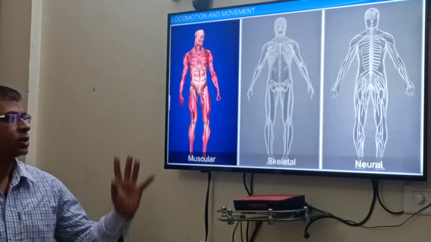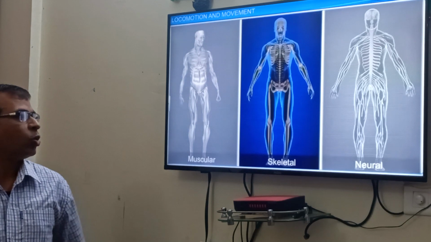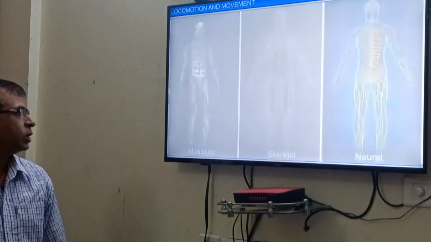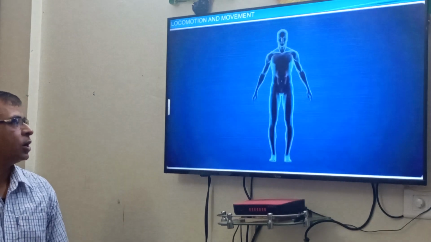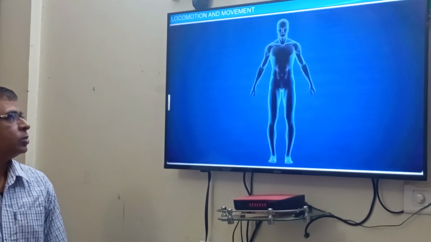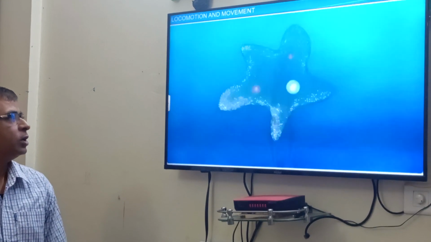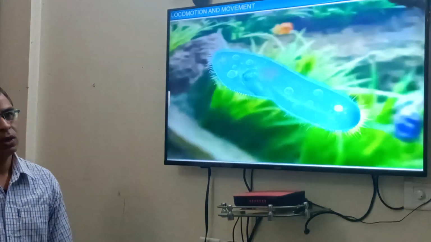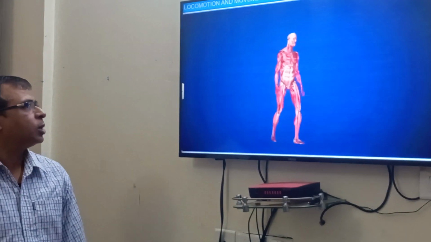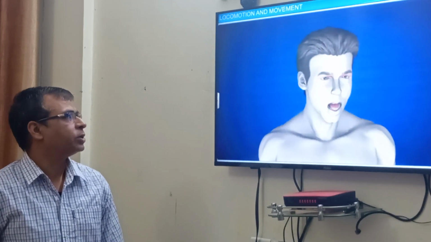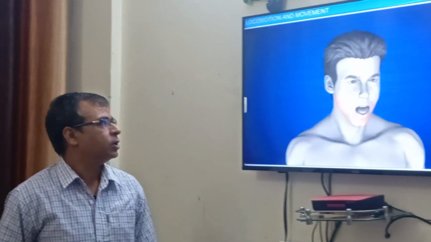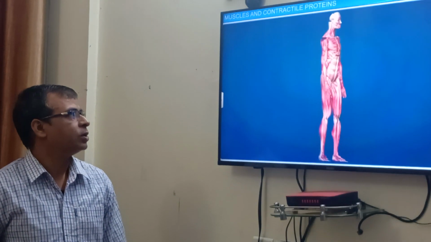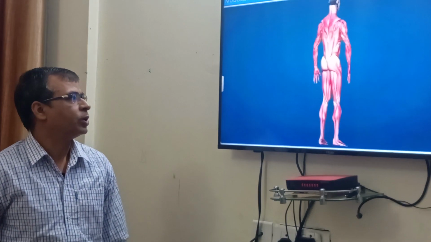This coordination is necessary for the movement of the body and for locomotion also. You can see it in the diagrams. These are amoeboid movements by the pseudopodia, and in paramecium by the cilia. These are muscular movements. This is the difference between the movements of the body.